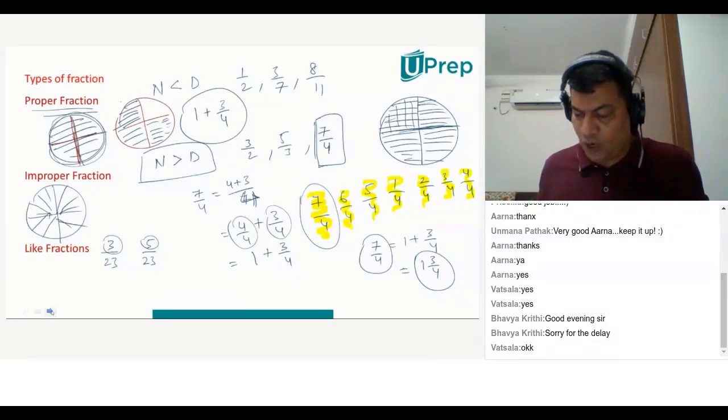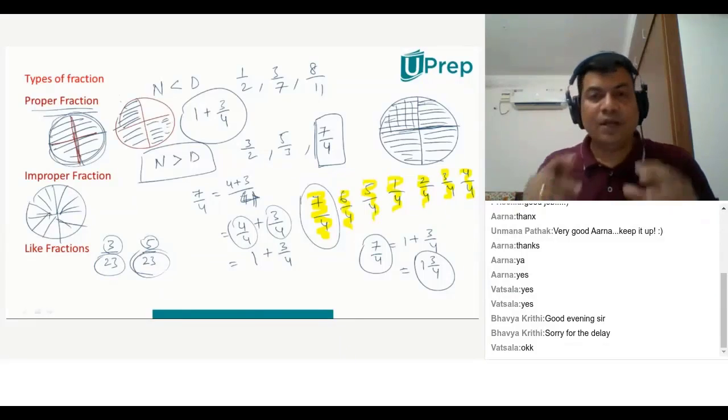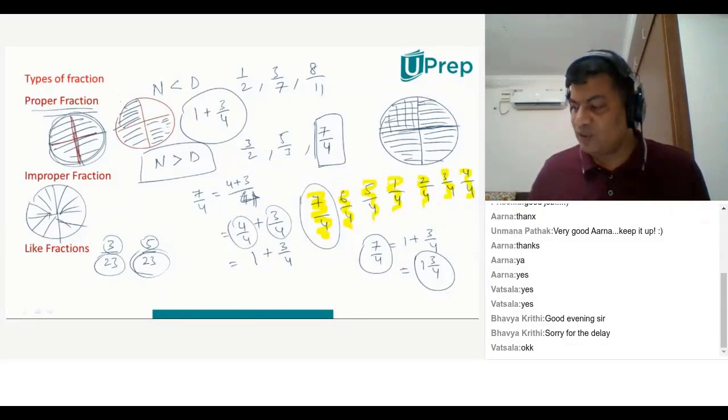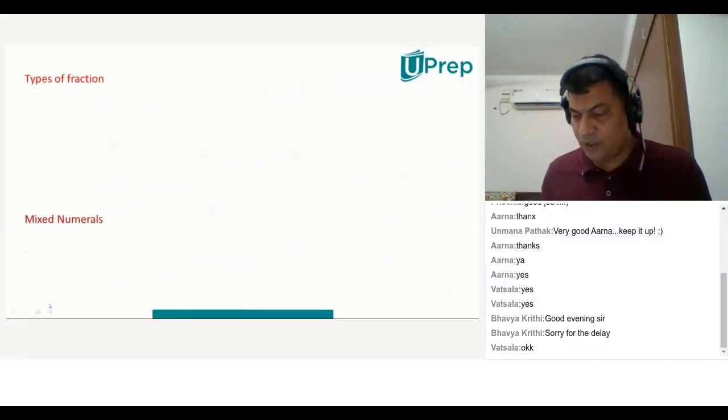So you also know what like fractions are. Like fractions are nothing but fractions wherein your denominators are same. This was a classical example of like fractions. Okay. So let's go further.